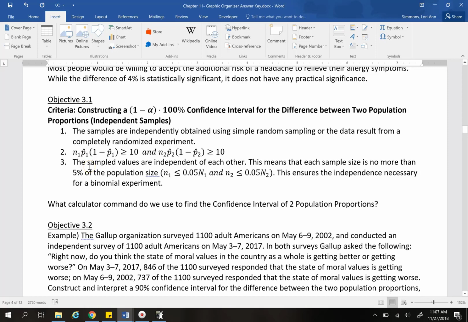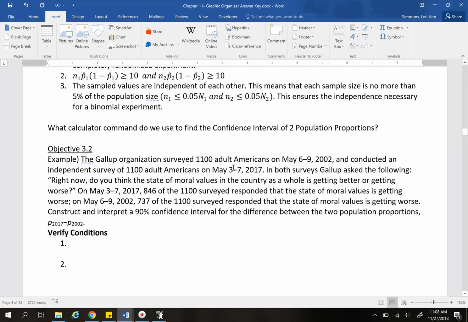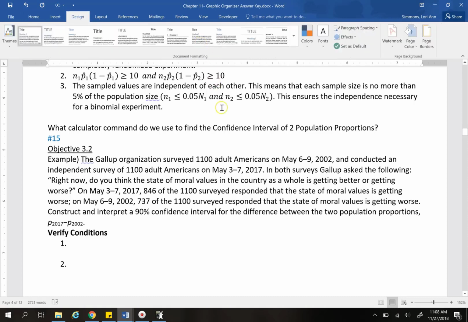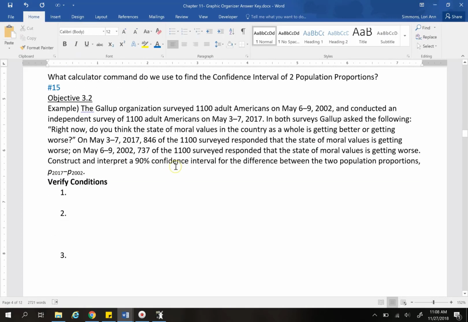Now we can move on to constructing a 1 minus alpha times 100% confidence interval for the difference between two population proportions. Again, the criteria has to be independent and random, be normally distributed, and the sample values are independent of each other, so independence, just like the criteria for a hypothesis test. The calculator command that you're going to be using to find confidence interval for two population proportions is number 15. So let's look at an example.